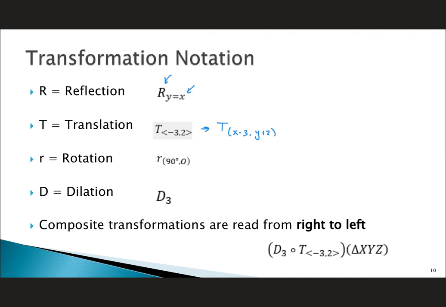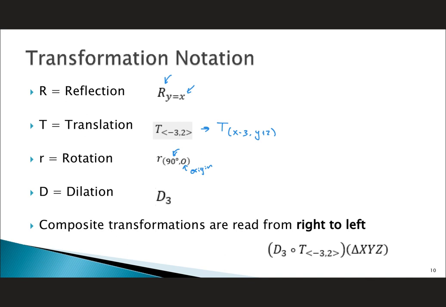Now again, rotation, lowercase r. Always assume you're going counterclockwise. And this O right here means the origin. Okay, so we are rotating 90 degrees counterclockwise around the origin, unless told otherwise. So always assume counterclockwise, and always assume around the origin, unless you're told otherwise.